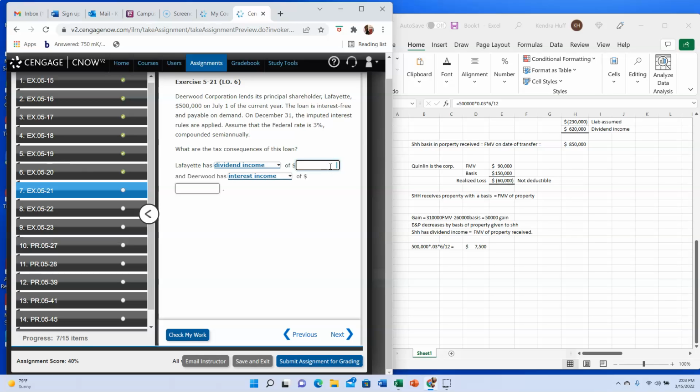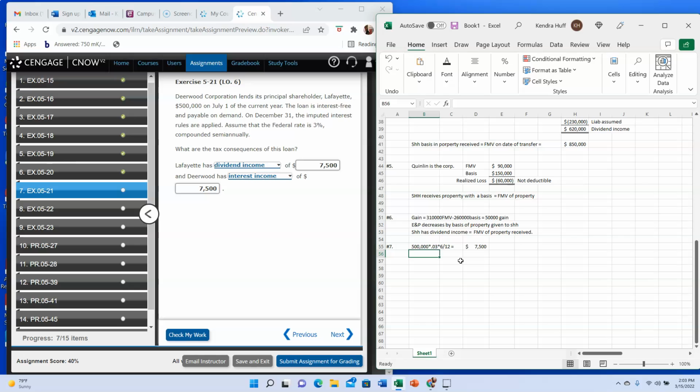So it's a constructive dividend is what that's called. $7,500, and they have interest income of $7,500. All right, so Lafayette doesn't actually pay the interest. It is considered a constructive dividend.